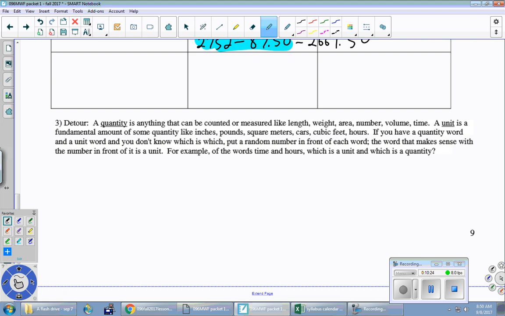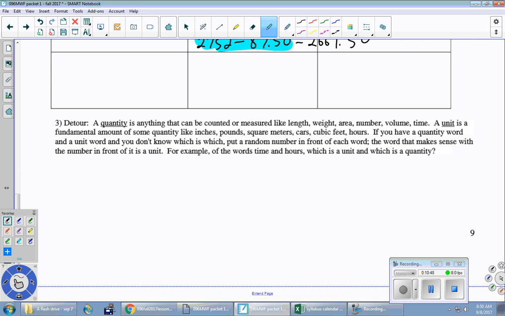They're underlined here: quantity and unit. Here we go. A quantity is anything that can be counted or measured. And here are a bunch of examples of quantity words. Length is something you can measure. Weight is something you can measure. Area you can measure. Number is something you can count. I can count the number of students in this room. Volume is something we can measure. Time is something we can measure and maybe count. Okay? All of those are called quantity words.